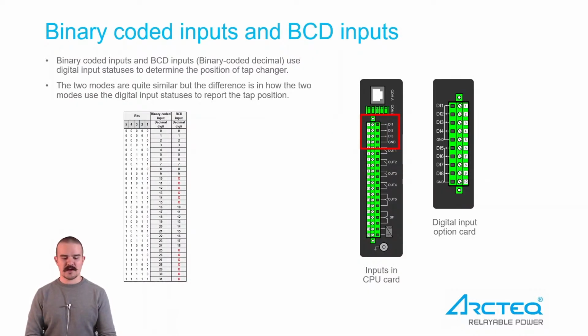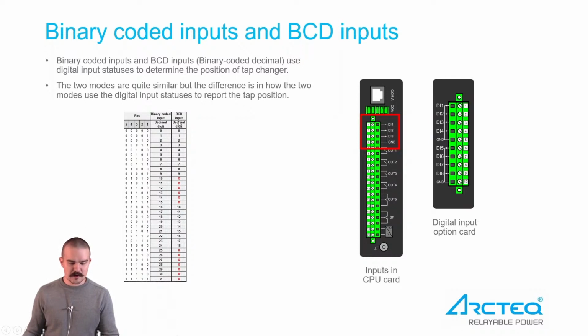Binary coded inputs and BCD inputs, they both use digital input statuses to determine the position of the tap changer. The two modes are otherwise working in the same way, but the difference is in how the modes use the digital inputs to report the tap position. And as you see here, the binary coded inputs just use the basic logic in the binary codes and go all the way up to 31.